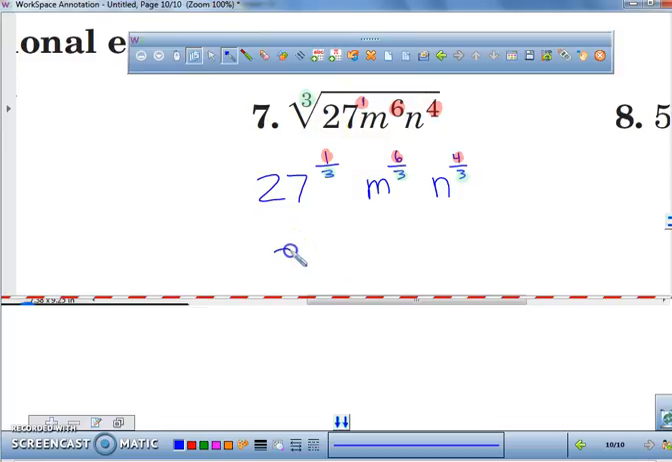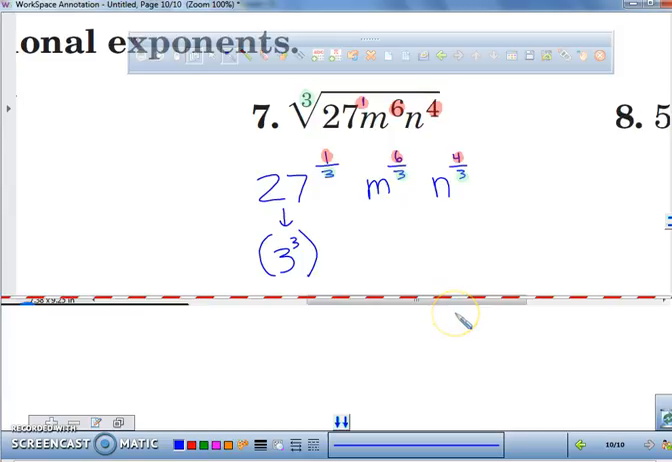Well, yesterday we reminded ourselves that 27 is actually 3 to the power of 3. Because what is 3 times 3 times 3? 27. And if 3 raised to the power of 3 is also raised to the power of 1/3, what is a third of 3? 1. I'll write this down. Ready? 3 times 1 over 3 is 3 over 3, and that just becomes 3 to the first. Now, we have m to the 6 over 3.